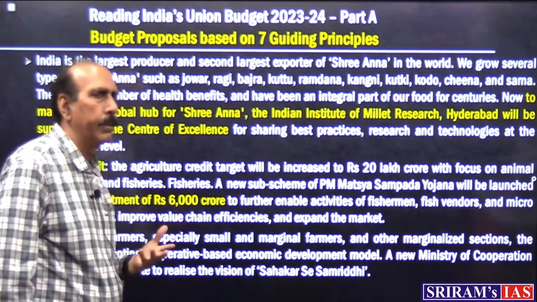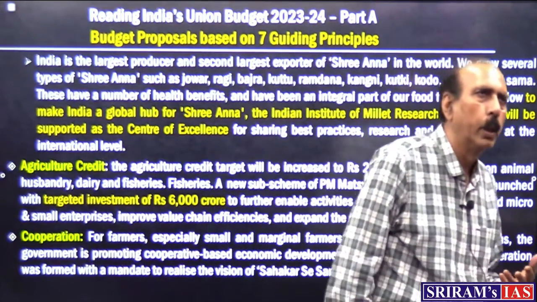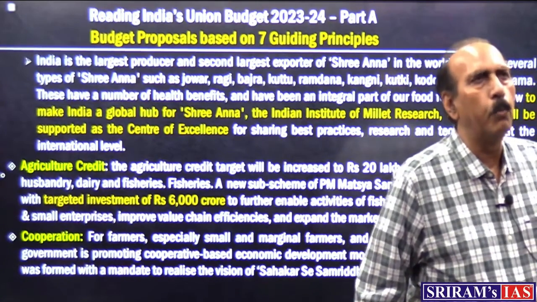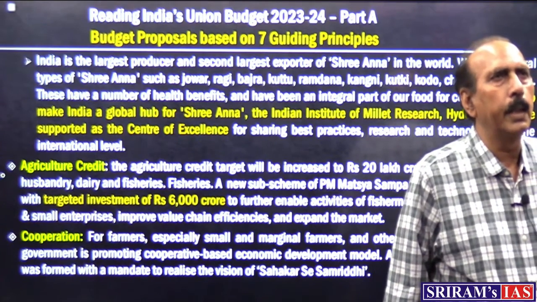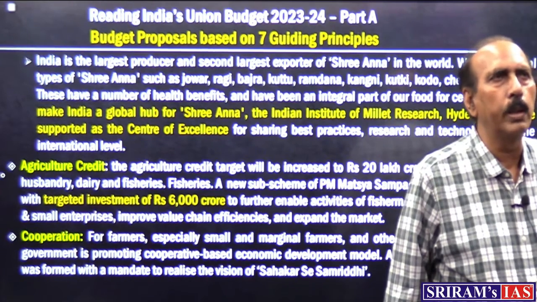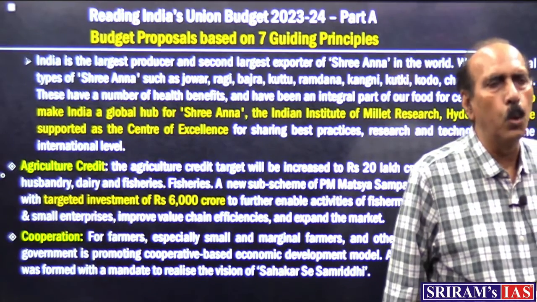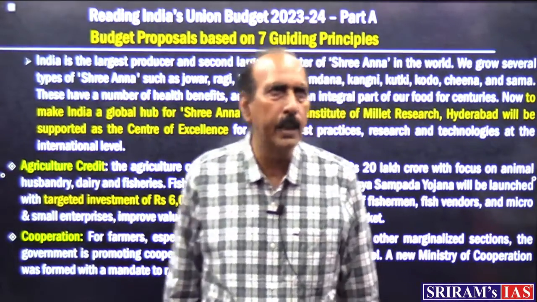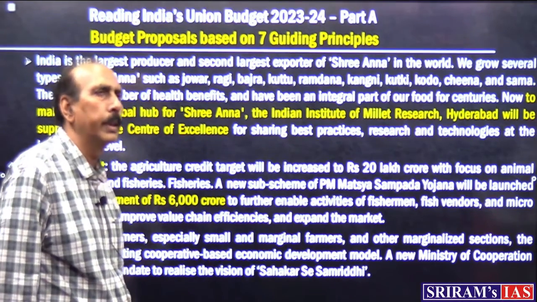The agriculture credit, because credit is an important issue relating to agriculture. To bring more and more farmers into the formal credit framework, the government has decided to increase the credit diversion to agriculture by 20 lakh crores more. Whatever credit is being given to agriculture, over and above that, the increase will be made by 20 lakh crore.